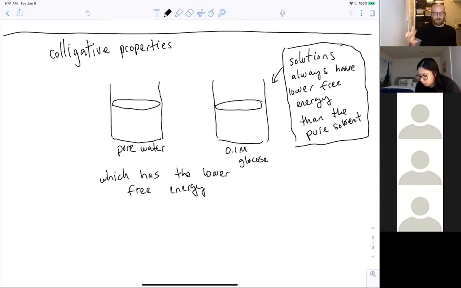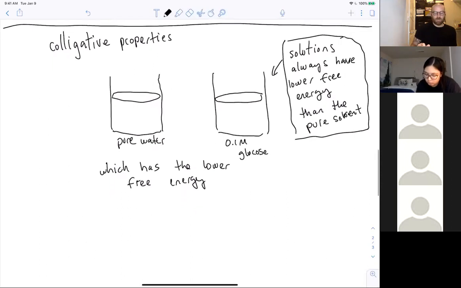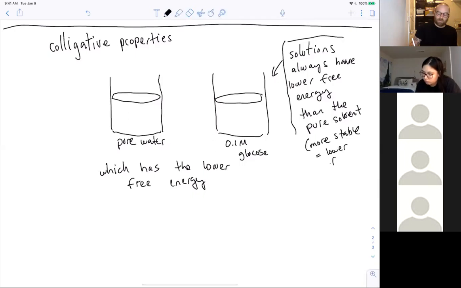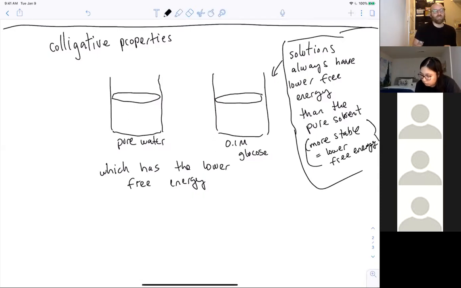What this results in, though, is that lower free energy is another way of saying it's more stable. So more stable, that's the same thing as saying lower free energy. Sorry for my shitty handwriting right there. All right, but more stable is an easier way to think about this.